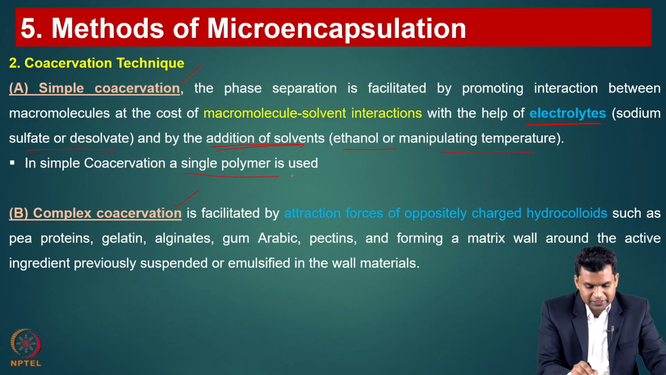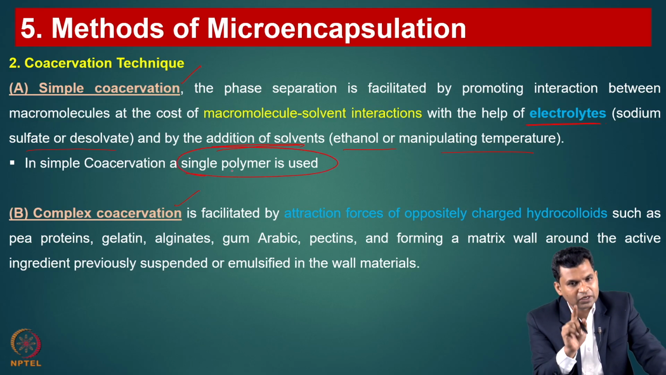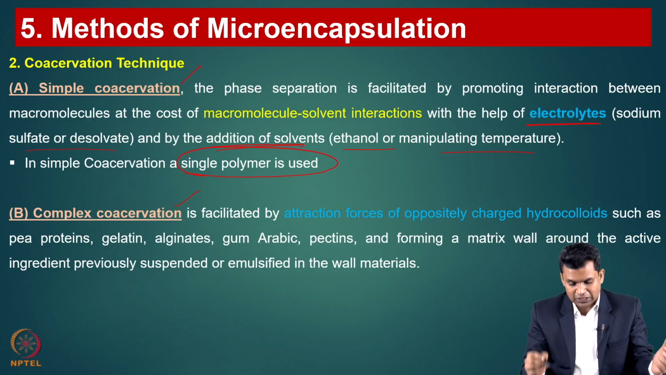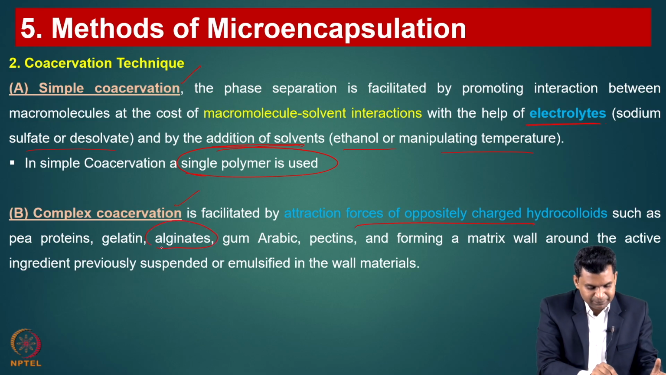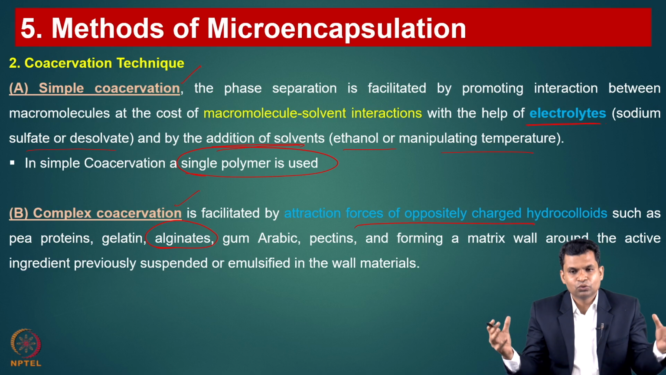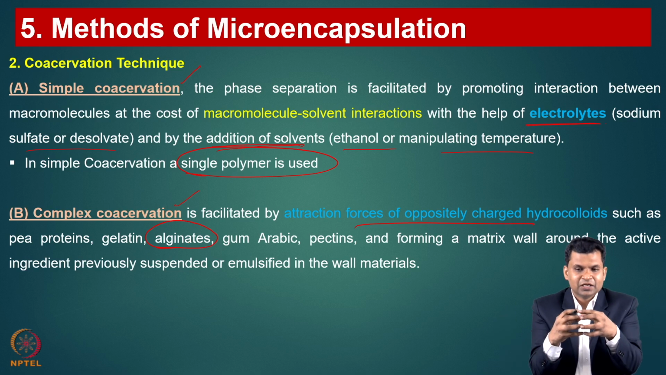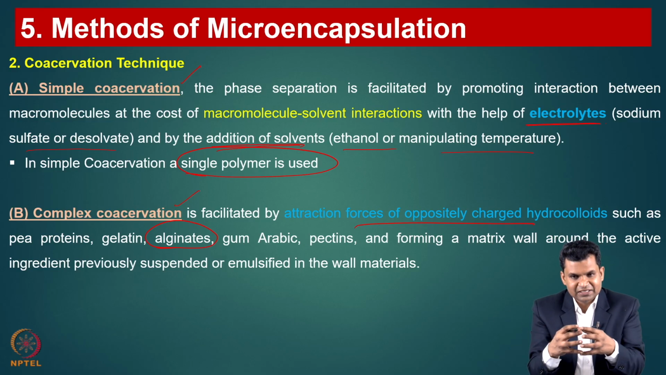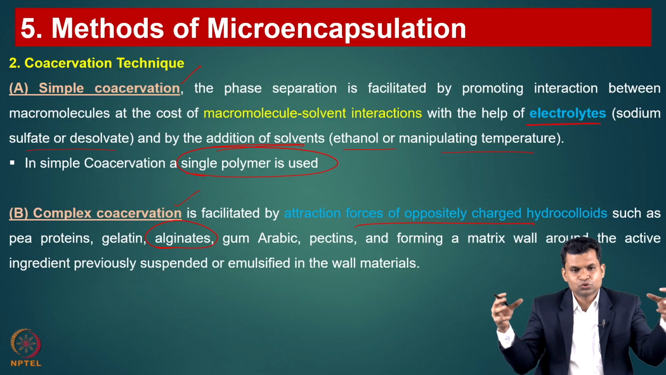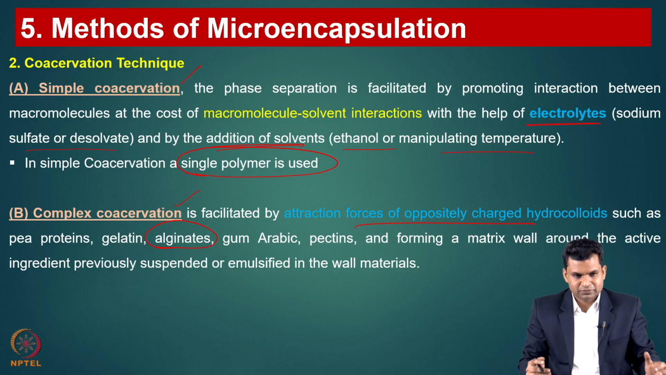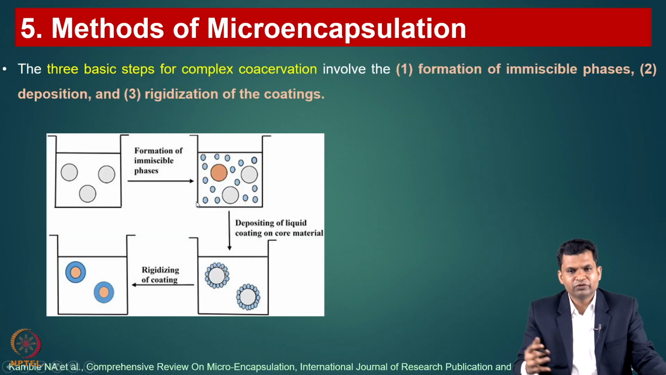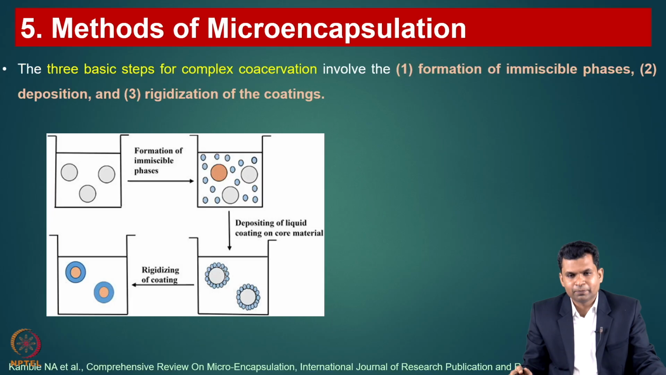The important point is that here we use only one polymer in simple coacervation, whereas in complex coacervation we use oppositely charged hydrocolloids. For example, here we can use sodium alginate and calcium chloride. Both are opposite in charge, so they will make a complex. Multiple polymers are used, especially by using electrostatic interaction. So, plus and minus, these 2 will make a complexation, and with this we can make complex coacervation microcapsules.